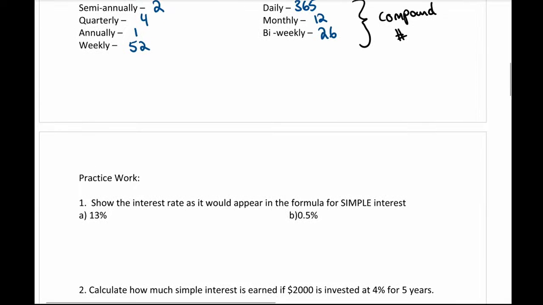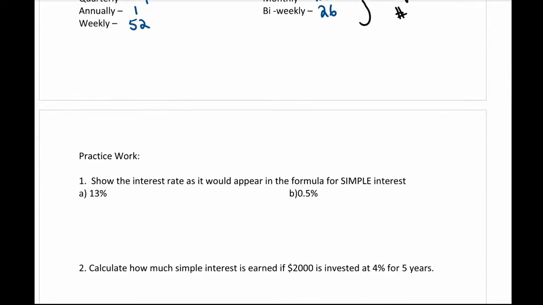So let's look at a couple questions. Number 1 wants us to show the interest rate as it would appear in the formula for simple interest. Again, the key thing here is simple interest. So all we have to do is take the rate and turn it into a decimal.